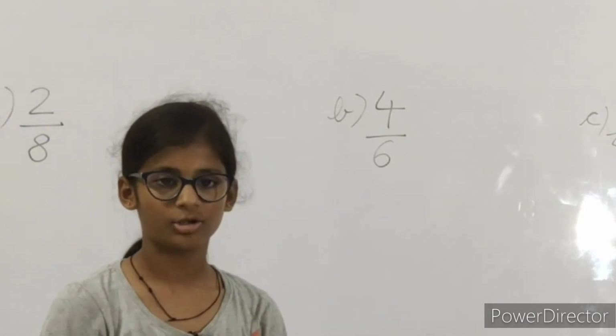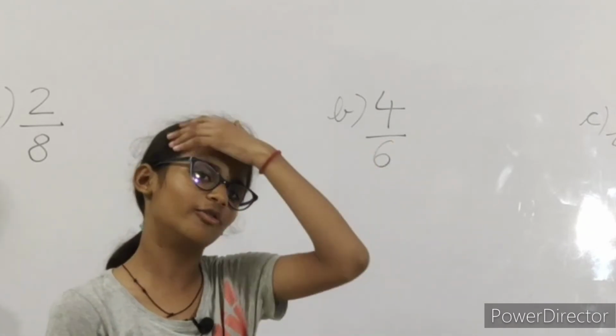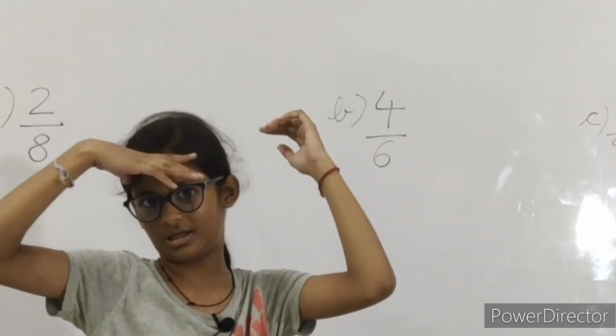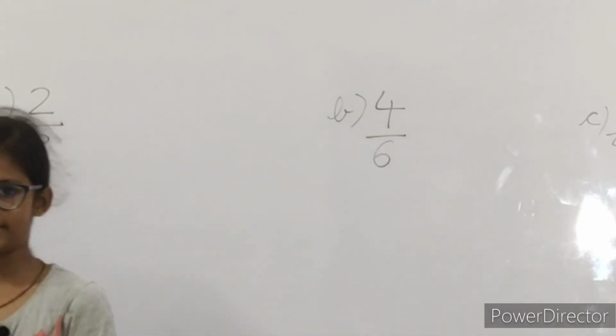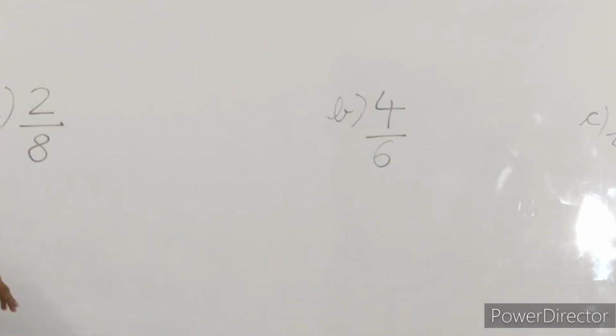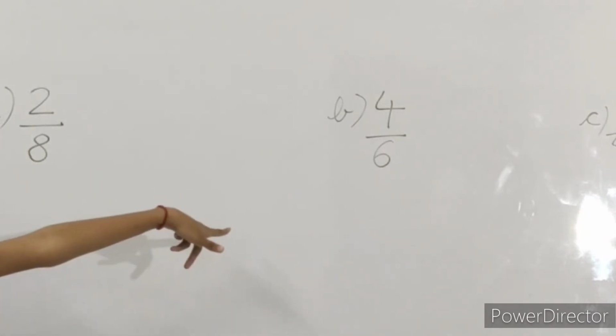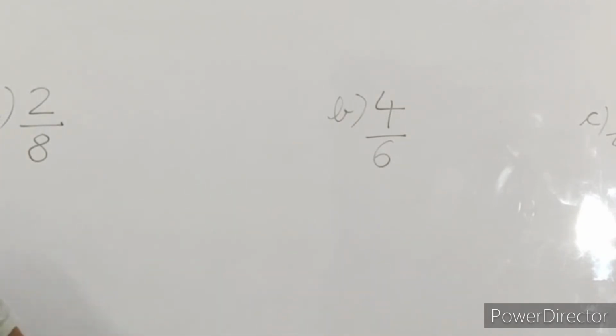Okay, should I sit on the floor? Then you will be able to see my hairs. I'll not. Let me be aside. You all do 2/8, 4/6, and 1/4. Okay, do. I'm silent. Shut up. Should I move away? Let me move away.